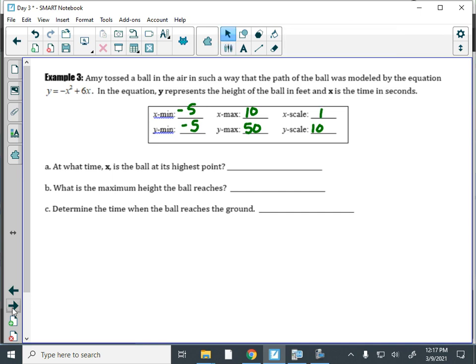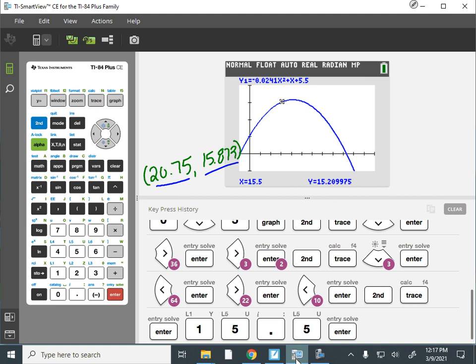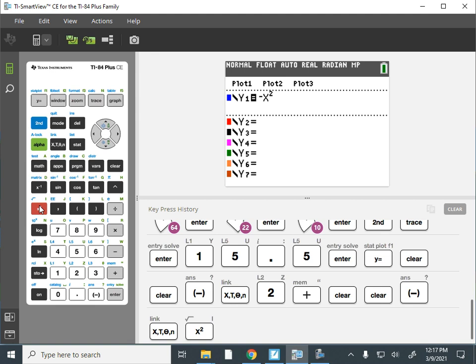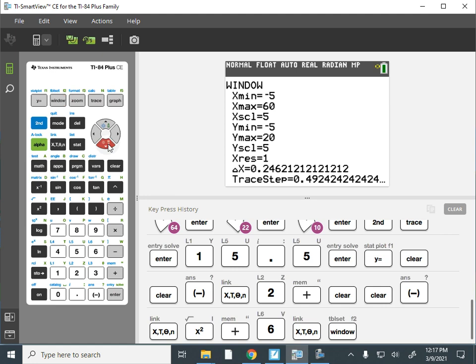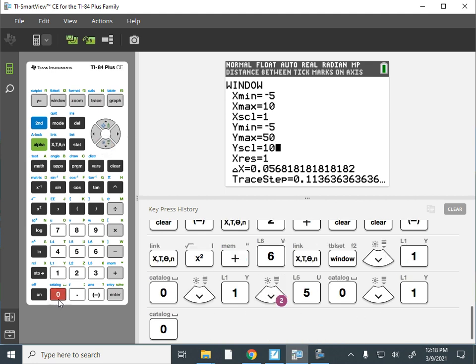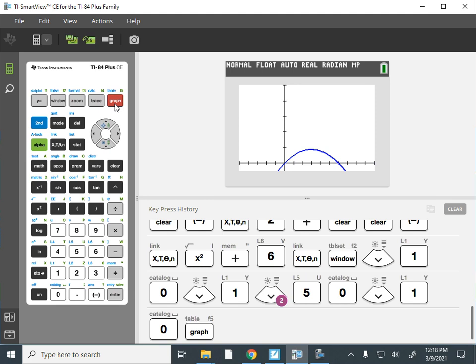And let's see. So we're going to go to our calculator. We're going to clear out what's there, and we're going to type in the new one, which is negative x squared plus 6x. Again, I might have guessed this window, and it's totally wrong. So we're going to go to window and adjust. Keep that -5. I'm going to make that 10 and count by ones. Keep that -5. I'm going to go 50 and count by tens. And let's see. Oh, I made that way too big.